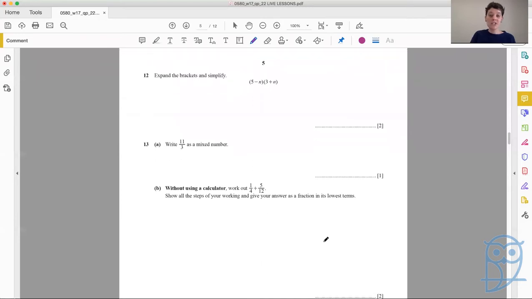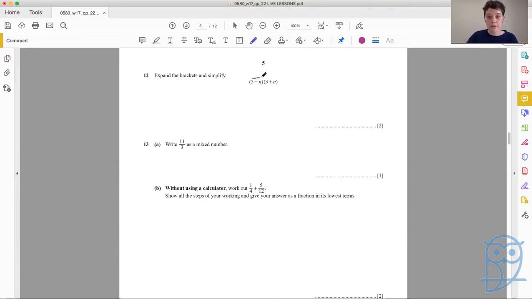So moving on to question 12. Expanding the brackets and simplifying. We've got in the first bracket 5 minus n, in the second bracket 3 plus n. Okay, so 2 brackets, we must be careful because we're going to have to do lots of multiplications here. So we can keep track of them using FOIL.